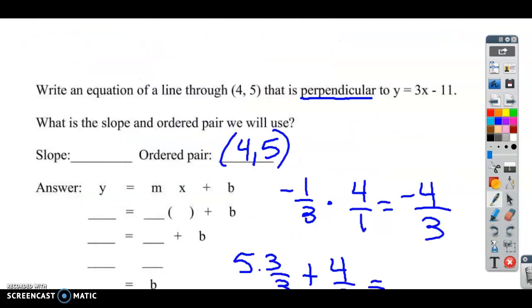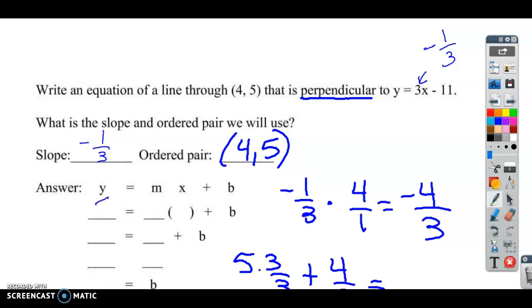All right, now we're going to do the exact same thing here. We're going to write an equation through an ordered pair, but we're going to find a line that's perpendicular. So the original slope is 3. We're going to be using negative 1/3, the negative reciprocal. So that is the only difference. Now we're going to do the problem just like we did the other ones.